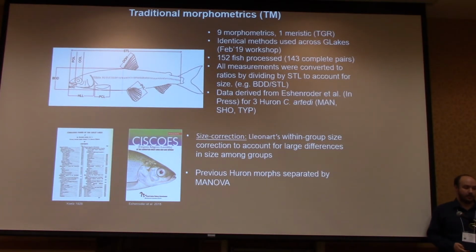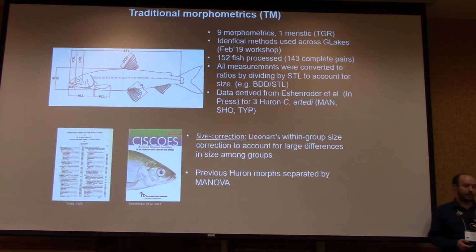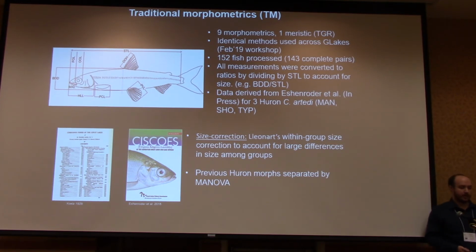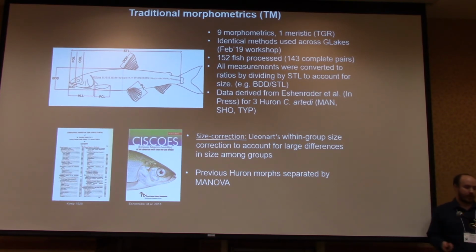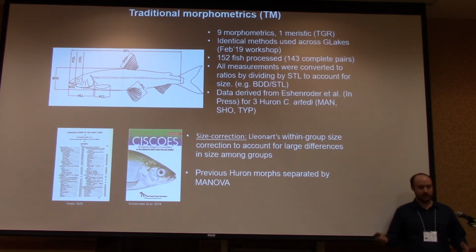So I used nine different morphometrics, and we also have total gill raker counts, but I'm not using those. This just focuses on morphometrics. In total, 152 fish were processed. These were fish that had an image as well as the measurements, but then we dropped some of them because of, say, broken fins or bad images. So in total, 143 fish. I converted morphometric measurements to ratios, as typically used, and then also applied a size correction to try to account for some of those size differences.